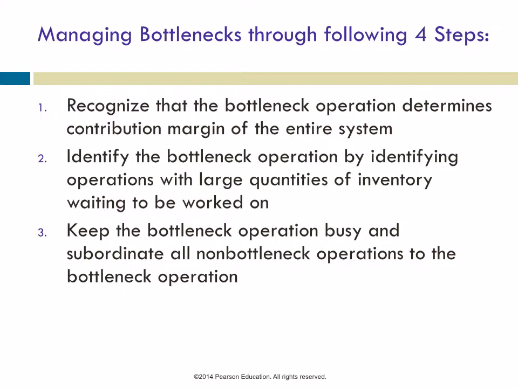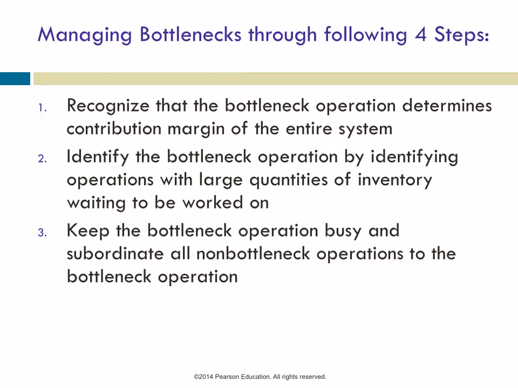Number two, identify the bottleneck operation by identifying operations with large quantities of inventory waiting to be worked on. So, it's not hard to find what area this is. If you're in a factory, where does everything pile up before it goes through which process? Just walking through the factory, you should easily be able to identify these areas, because you'll have some factory workers that are just standing around waiting for the bottleneck to clear, and wherever the bottleneck is, you got people working furiously, inventory piling up, and just waiting to go through. So pretty easy to determine where that is.